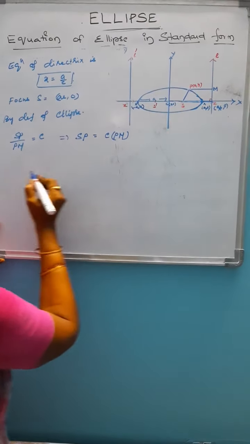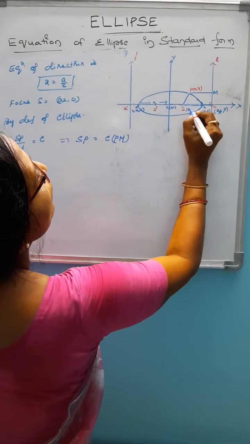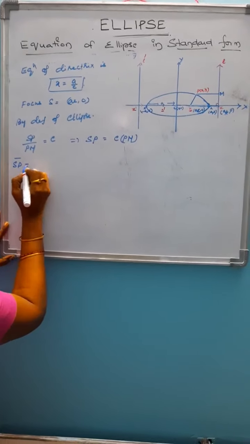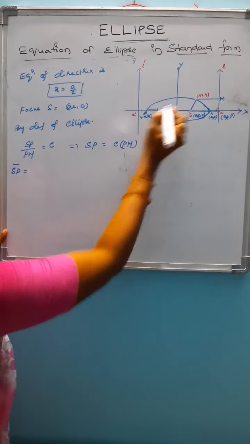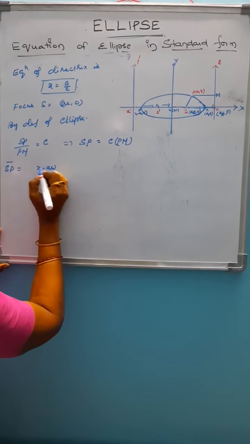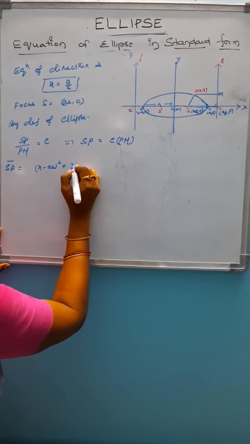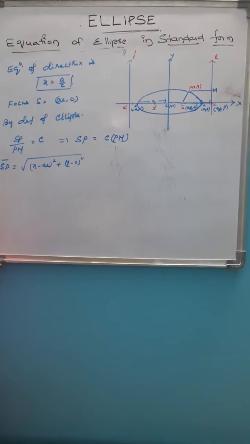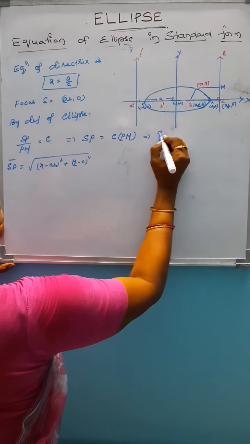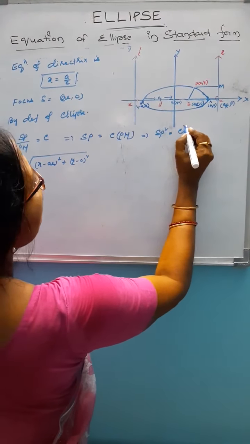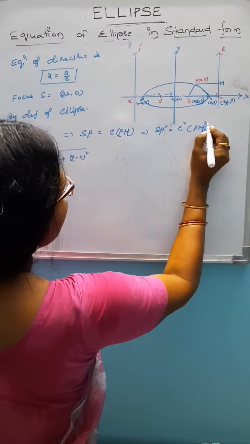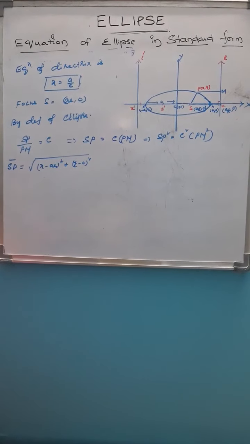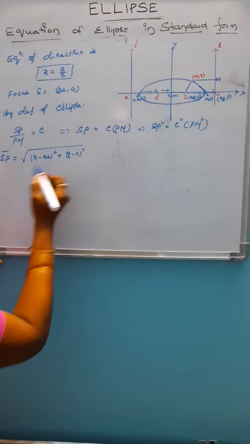Where SP is equal to the distance from the focus to the point P(x, y), that is the square root of (x minus ae) whole square plus (y minus 0) whole square. Here SP square is equal to e square into PM square, for simplifying the calculation.